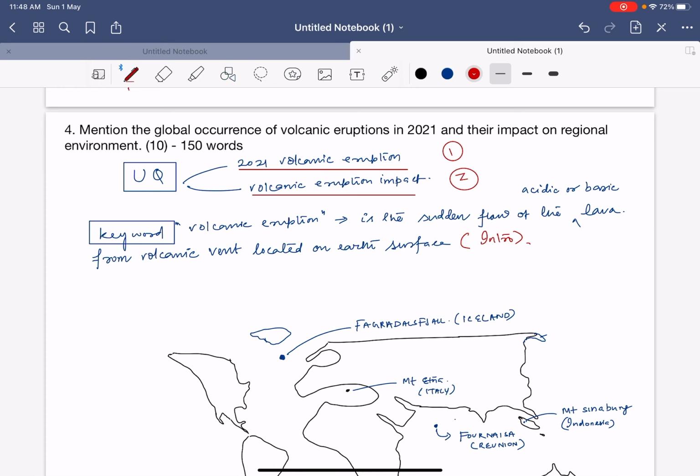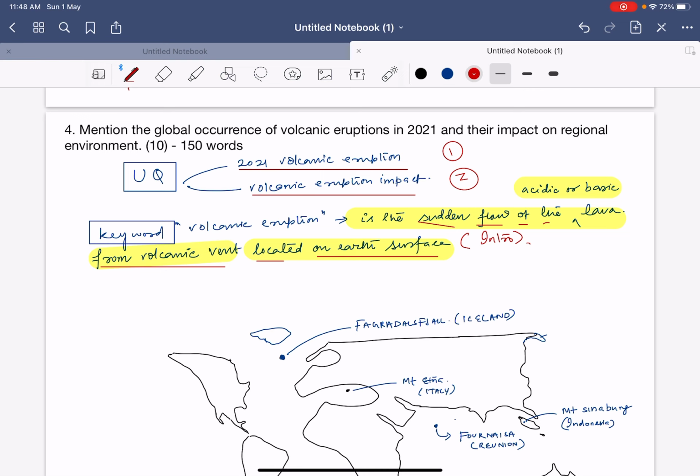Again, keywords over here: volcanic eruption. What is a volcanic eruption? It is the sudden flow of the lava from the volcanic vent located on the earth's surface. Please read this again. It says that it's the sudden flow of the lava. Over here I've written it's either acidic or basic lava from the volcanic vent located on the earth's surface.